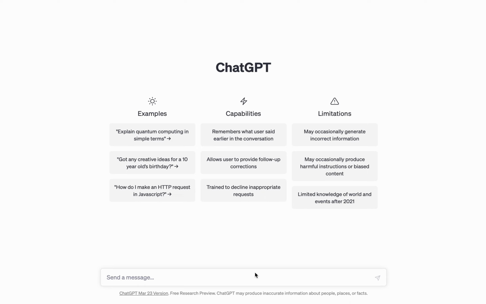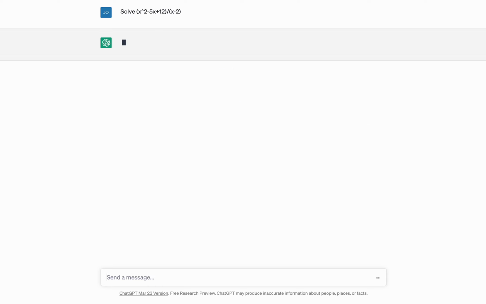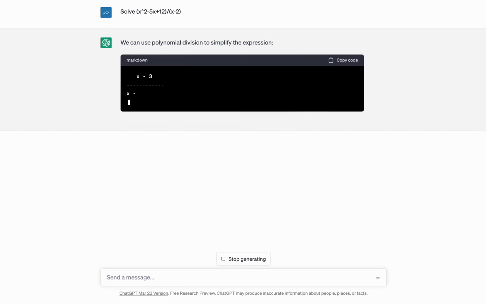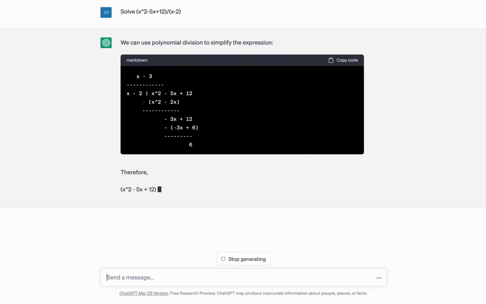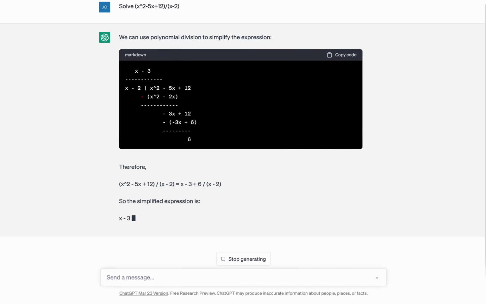So let's start with an easy idea, and let's ask it to solve a quadratic division, so polynomial division. x squared minus 5x plus 12, and we're going to divide that by x minus 2. So here we go. We've asked ChatGPT to do this, and it says we can use polynomial division. It looks like we're getting a little bit of long division and a simplified answer of x minus 3 plus 6 over x minus 2.